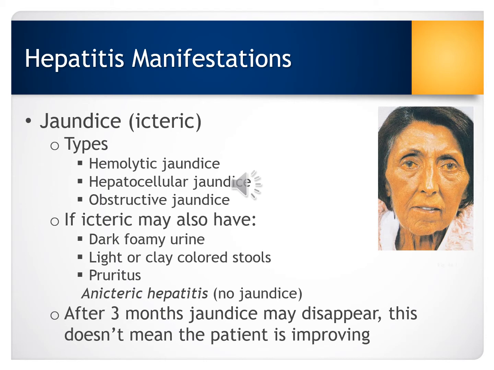The acute phase may be icteric or anicteric. In the icteric phase, the patient is jaundiced. Jaundice is a yellow discoloration of body tissues resulting from an alteration in normal bilirubin metabolism or flow of bile into the hepatic biliary duct system. There are different types of jaundice: hemolytic, hepatocellular, and obstructive jaundice. In anicteric hepatitis, there is no jaundice. But after 3 months, jaundice may disappear, but this does not mean that the patient is improving.